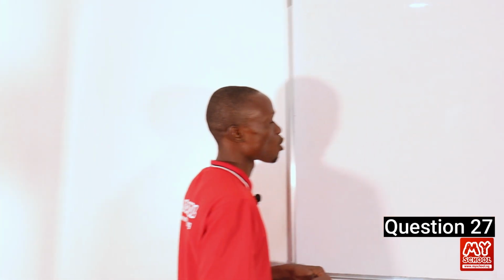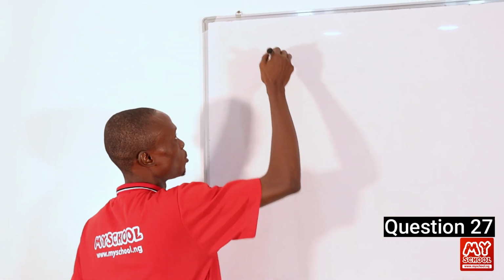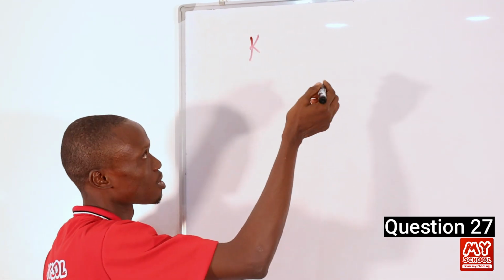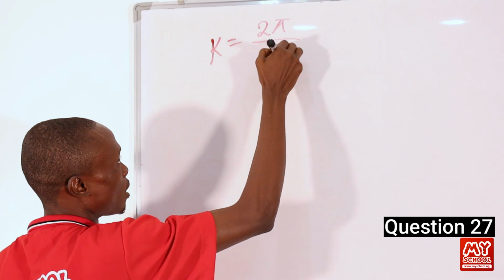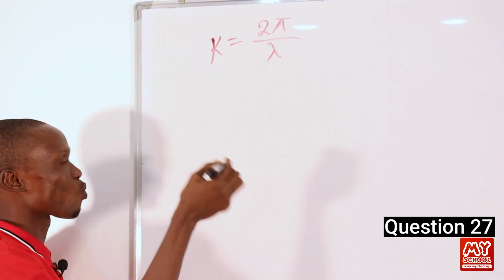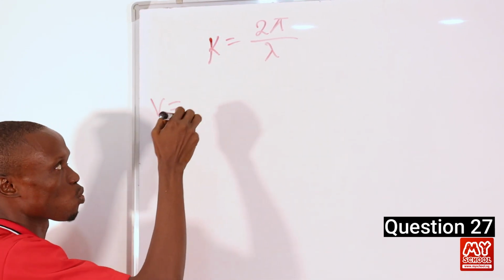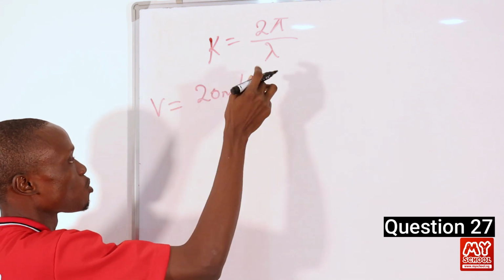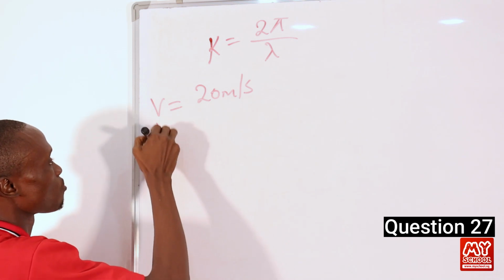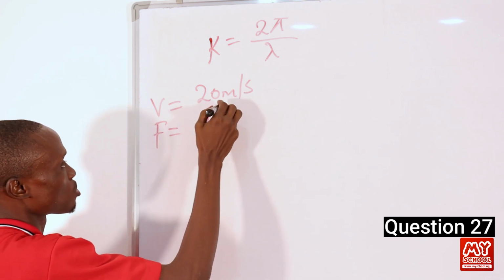Okay, so we know that from wave motion, k, which is the wave number, is equal to 2 pi all over lambda. But in the question we are given velocity, which is the speed of the wave, to be equal to 20 meter per second, and we are given frequency to be equal to 16 Hz.